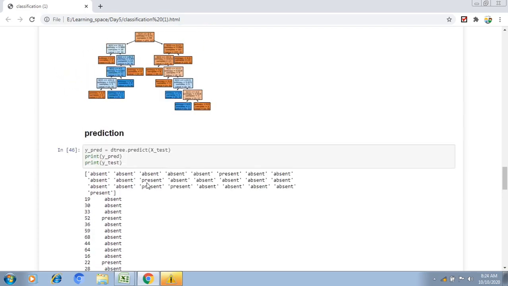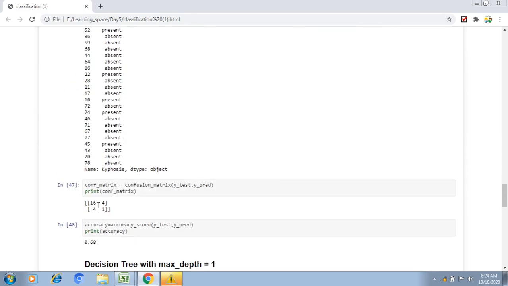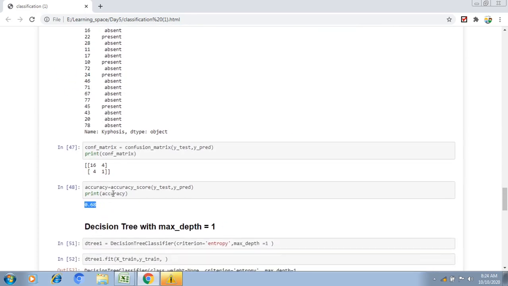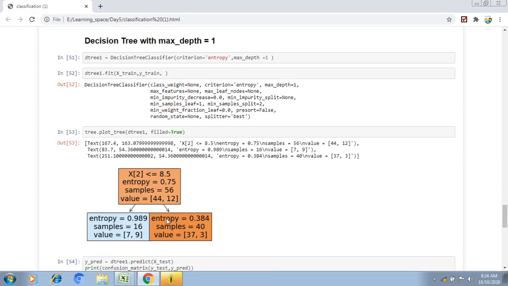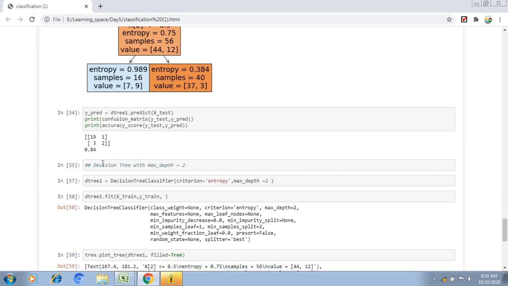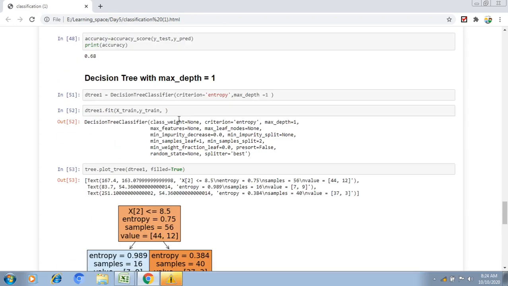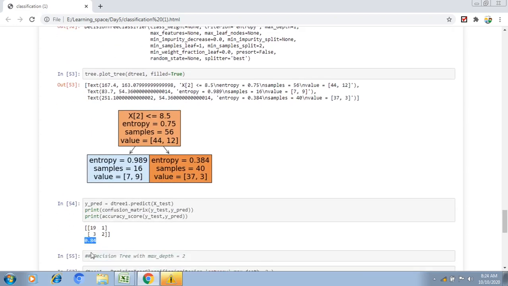See, if I am not mentioning any max depth, I got only 68 percent accuracy. So it is better to reduce our tree as much as possible to get the highest prediction accuracy. That's why I reduced the max depth to 1, and then I got the highest prediction.